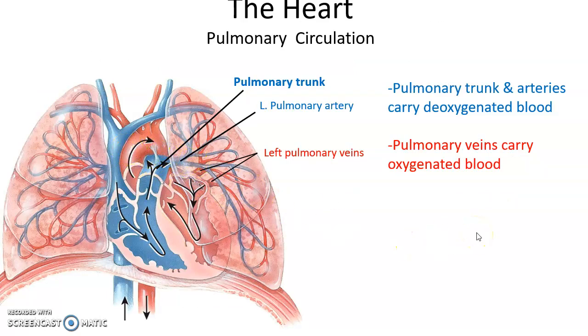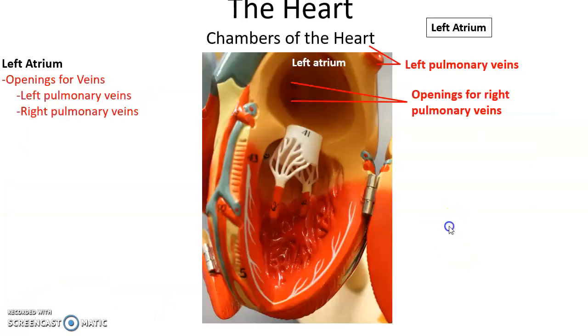The deoxygenated blood goes to the lungs, gets oxygenated, and then oxygenated blood gets carried back to the heart by the pulmonary veins. Worth noting, pulmonary trunk and pulmonary arteries are blue colored because they're carrying deoxygenated blood. Pulmonary veins are red colored because they're carrying oxygenated blood. This is just an artifice, a fake thing that we have decided to do to distinguish vessels carrying oxygenated blood from vessels carrying deoxygenated blood.